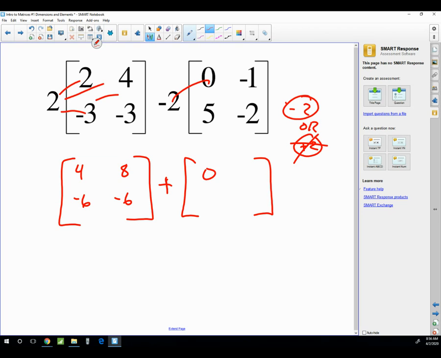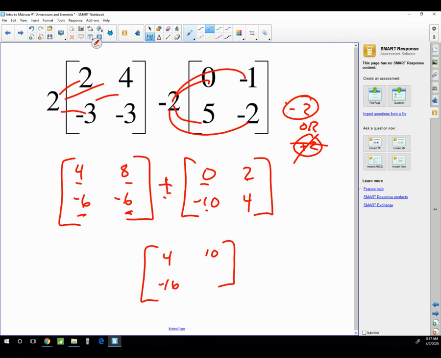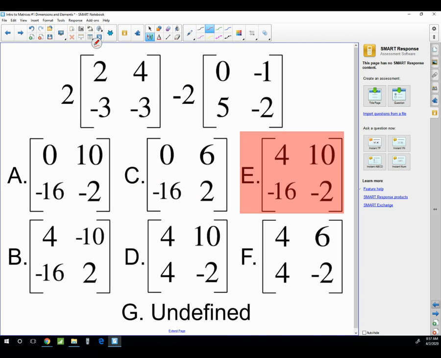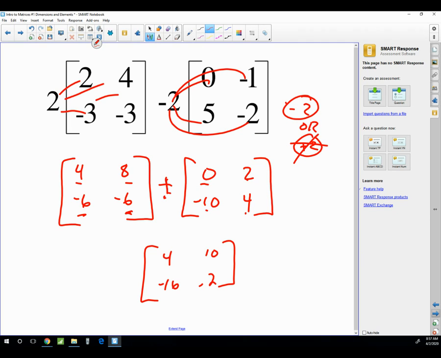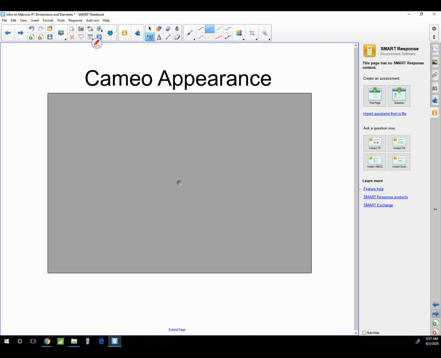So that would be 0, +2, -10, +4. And then we just simply add. So that would be 4. 4 plus 0 is 4. 8 plus 2 is 10. -6 plus -10 is -16. And -6 plus 4 is -2. Hopefully I got that right. I do make errors just like you. It's aggravating. But looks like I got it right. Okay, yay for me. All right, that's it.